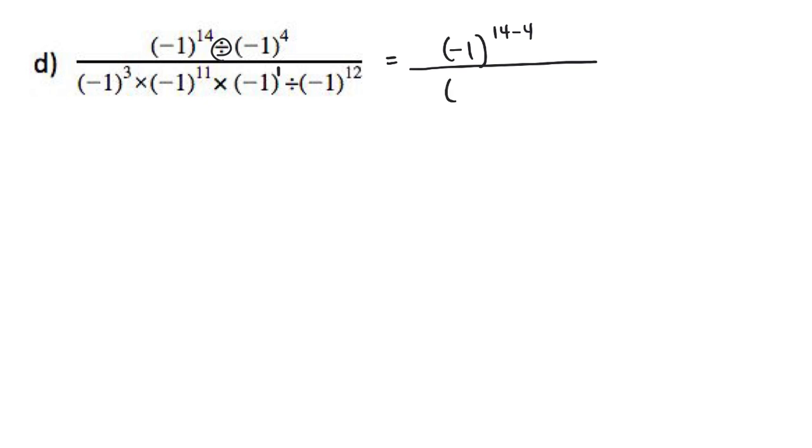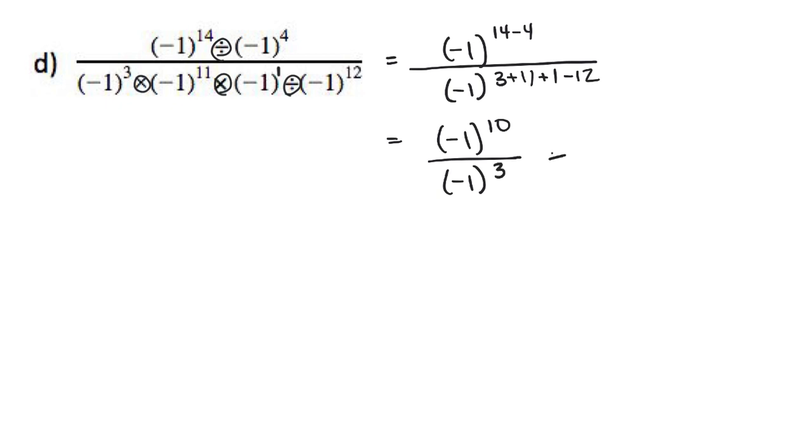And then let's simplify the bottom a little bit. So we know that, again, the base stays the same. And in the first two, we're multiplying. So 3 plus 11. Okay, and then we're multiplying again. So plus 1. And then we're dividing. So subtract 12. Let's simplify those a little bit further. So the top is negative 1 with an exponent of 10 all over negative 1 with an exponent of 3.